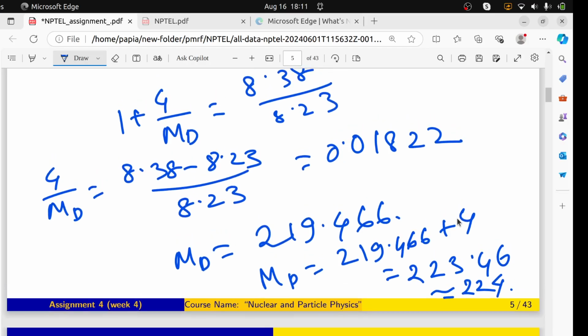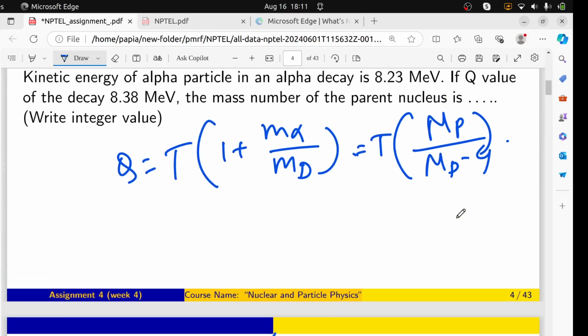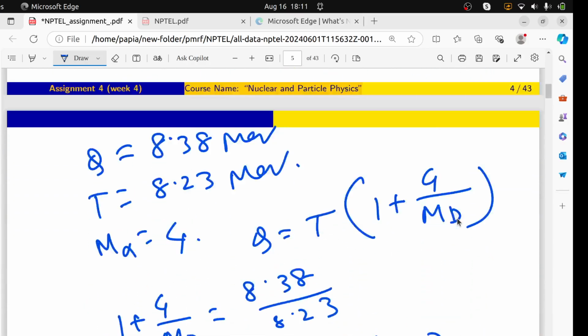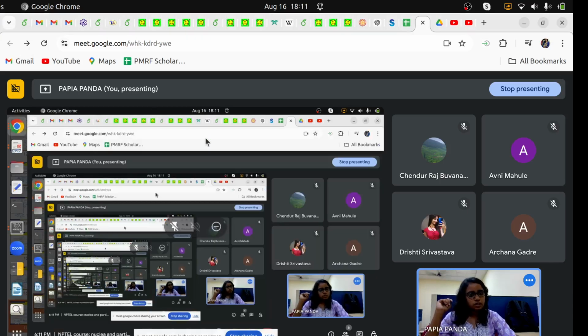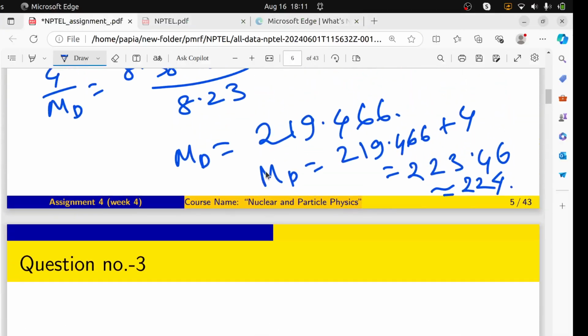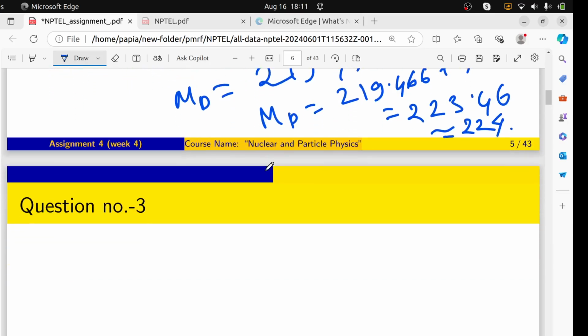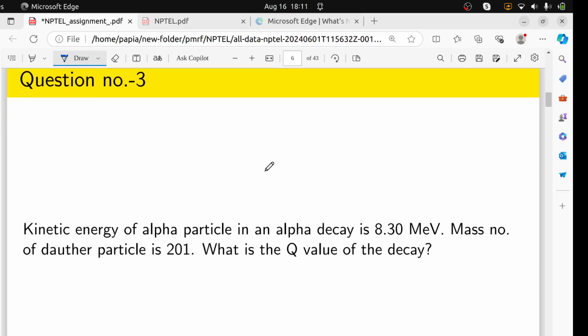Or it can be written as 223 also, it's not that problematic because there will be a range, this 0.46 difference, so it can be fine. So we have already explained the first two questions. If you have any doubt on these first two questions, you can ask me. I think it's very simple, so that's why maybe you don't have any question on that. Can you hear my voice? Yes, ma'am, you're audible. Okay, fine.